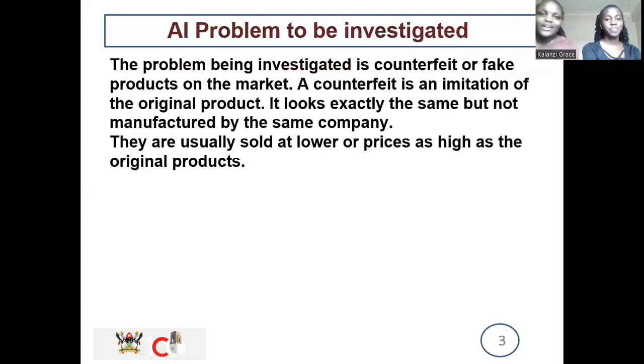All right. The AI problem that's being investigated is counterfeit or fake products on the market. Most times we don't like the fact that we are being sold fake products. So we're trying to bring up an AI system that will try to solve that problem.